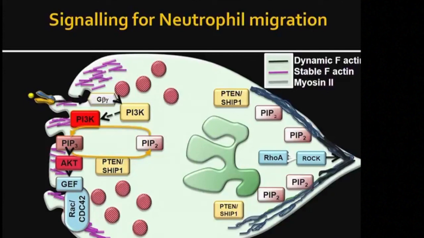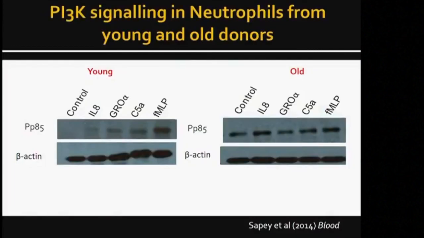Neutrophil migration is very complex, but one of the signalling pathways that's important for directional control is PI3 kinase. So we wondered if the PI3 kinase signalling was defective in neutrophils from older donors. We did the study, and at the top here is the phosphorylation of the p85 subunit of PI3 kinase, which can be a marker of its activation.